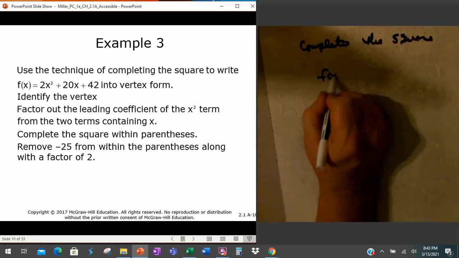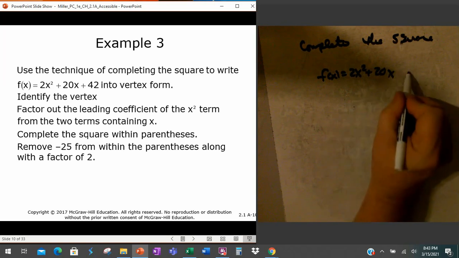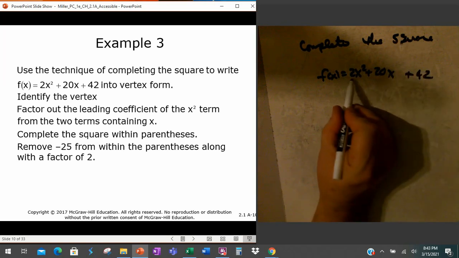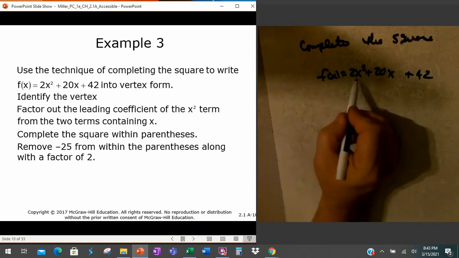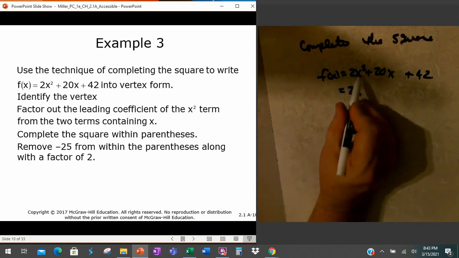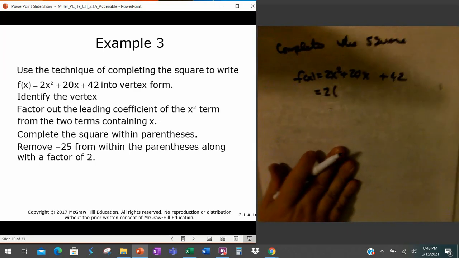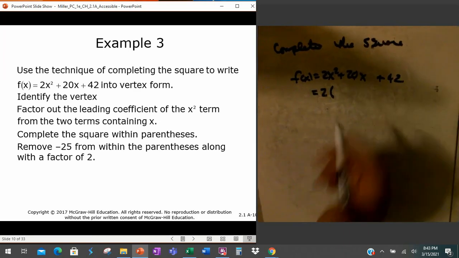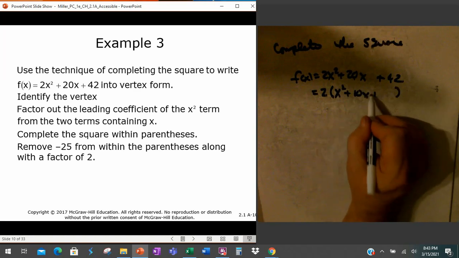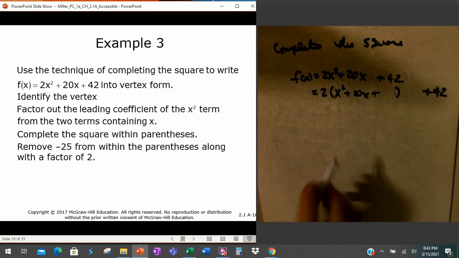So f of x is equal to 2x squared plus 20x plus 42. Factor out the leading term. When I was looking at these, the coefficient was 1. So first of all, I want to factor these out. These are the only ones I want to work with. I want to move that over to the right, we'll deal with that later. So 2 times x squared plus 10x, and there's my 42 that I'll work with later.